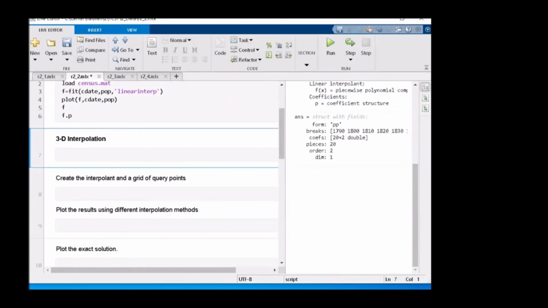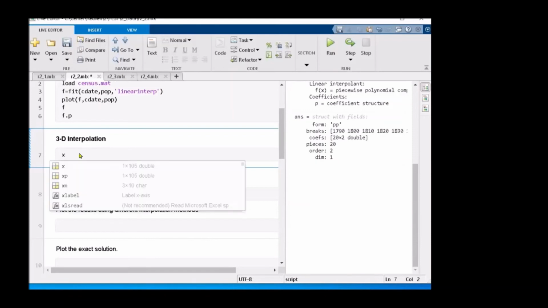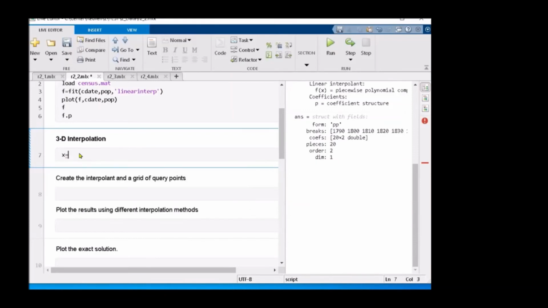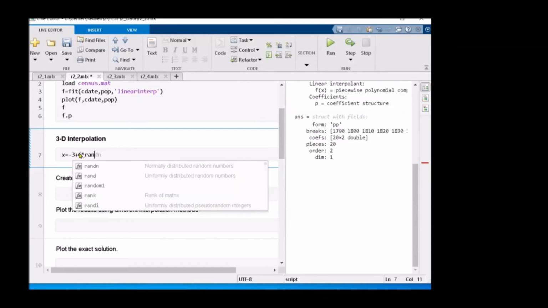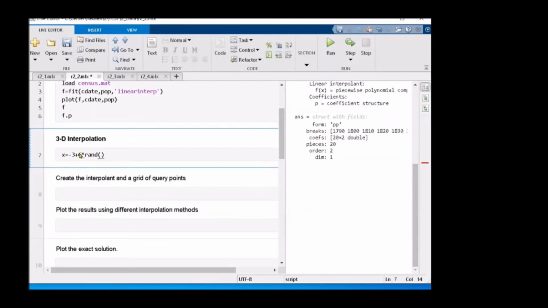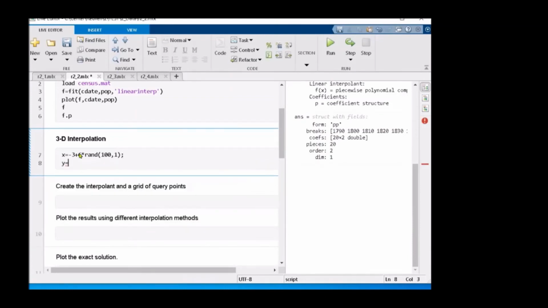Let's go, where is our example? We can just make it ourselves. Our first argument, or our first variable, will be x. It will start from -3, and we will build it with a random addition: 6 multiplied by random, and the random will get 100 points, a vector of 1 column. And y will also be -3 plus the same 6 multiplied by random, the same hundred.